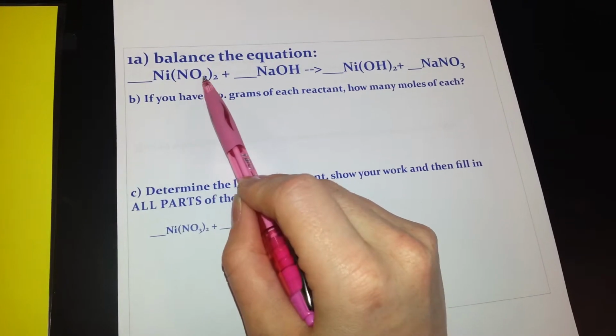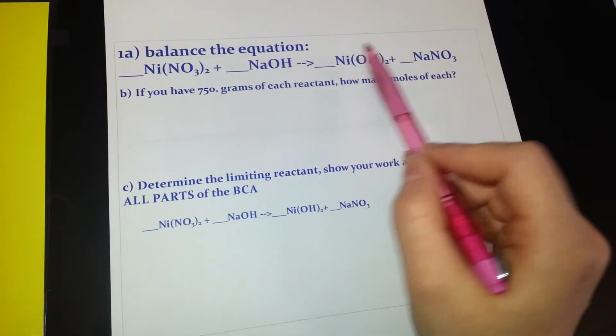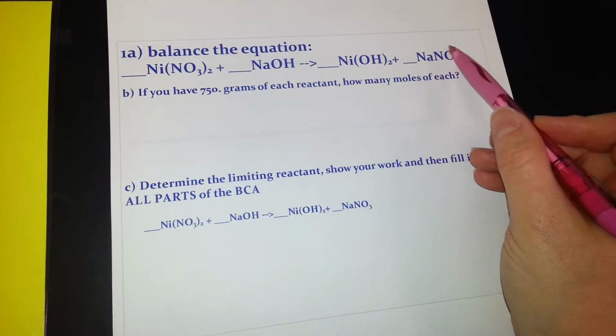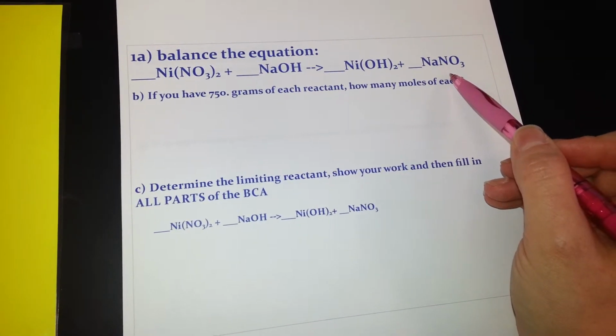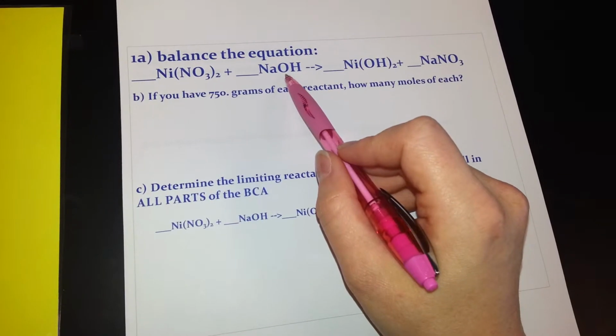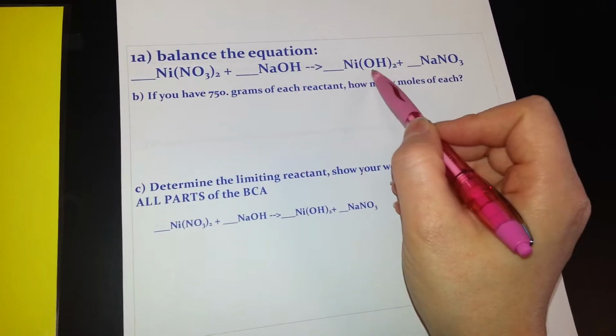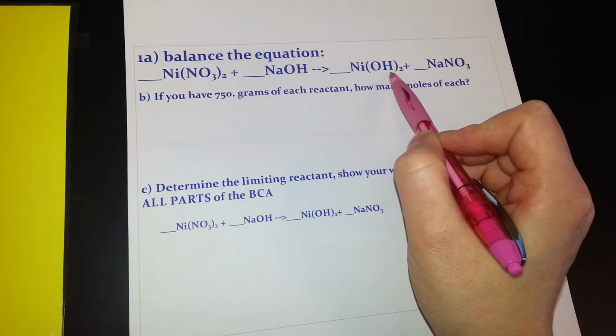So we have an NO3 on this side, and we want to look and make sure it's still NO3 over here. As long as it didn't break up, then we can count them as whole things. And then we check the other polyatomic. OH, we still have it as OH here. So we can count them as wholes.